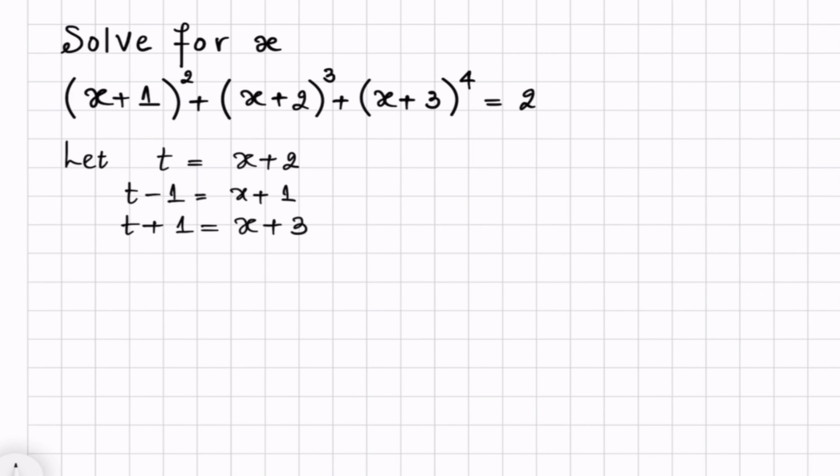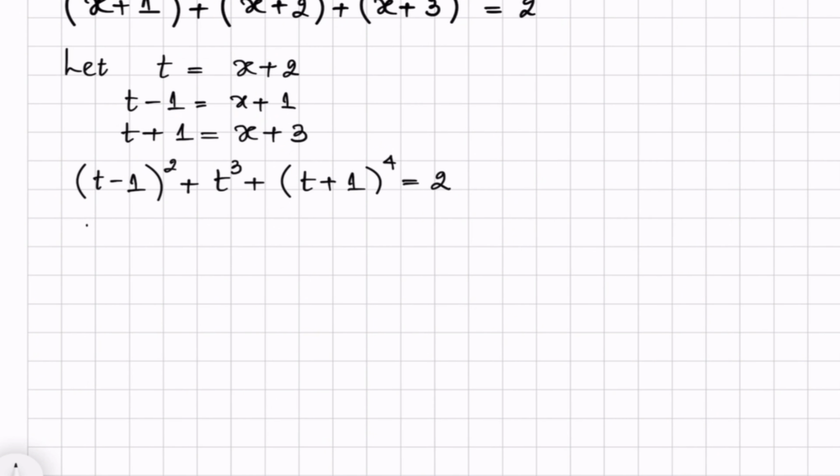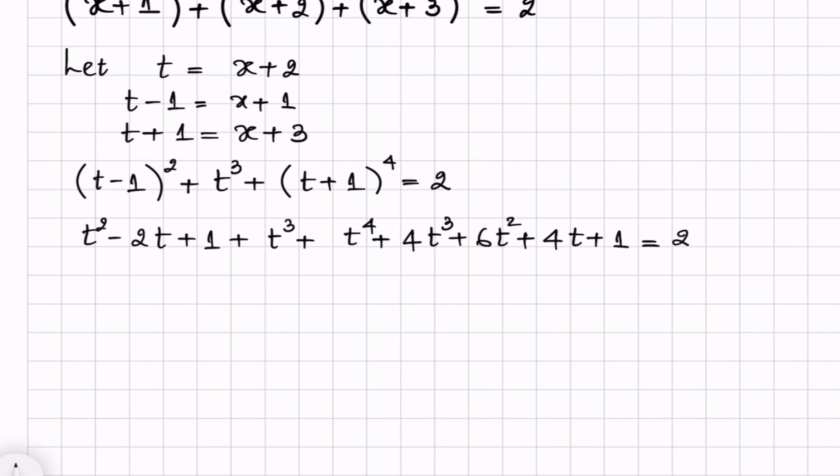So we will get (t minus 1) squared, plus t cubed, plus (t plus 1) to the power 4 equal to 2. Now we are going to expand this. We will get t squared minus 2t plus 1 plus t cubed plus t to the power 4 plus 4t cubed plus 6t squared plus 4t and then plus 1 equal to 2.